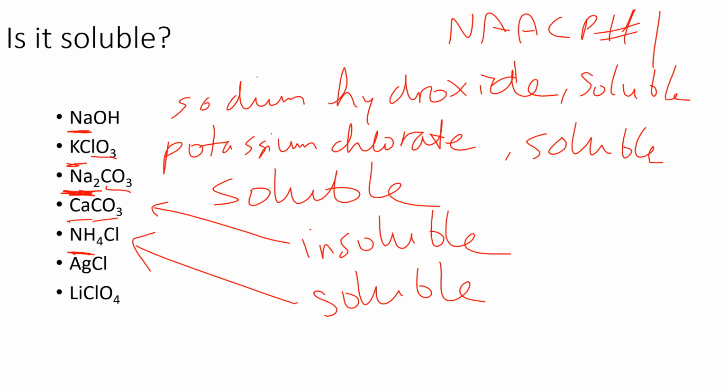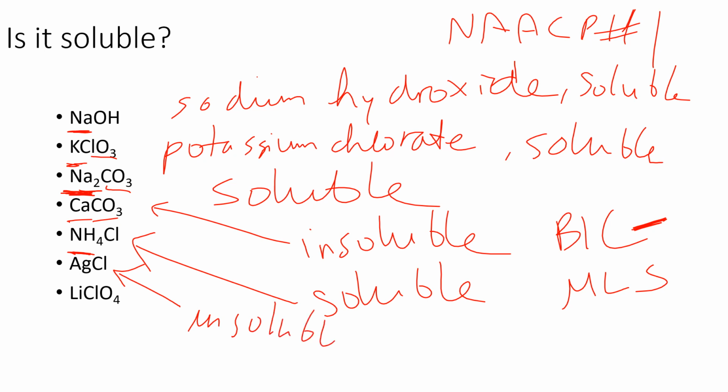Next one, AgCl, silver chloride. Well, remember, chlorides are soluble except when they are bonded to mercury, lead, or silver. And here we clearly have a silver bonded to a chloride ion. This is going to be insoluble.